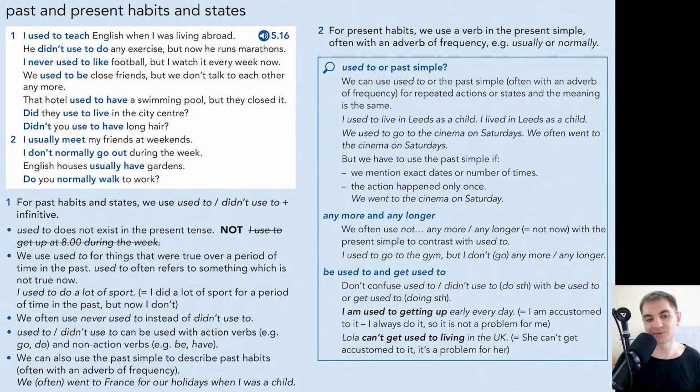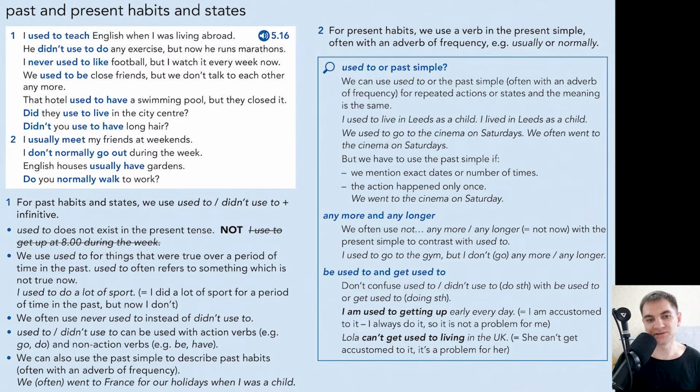Number 2. For present habits, we use a verb in the present simple, often with an adverb of frequency, for example, usually or normally. I think it's clear. Next part is this, used to or past simple. We can use used to or the past simple, often with an adverb of frequency for repeated actions or states, and the meaning is the same.